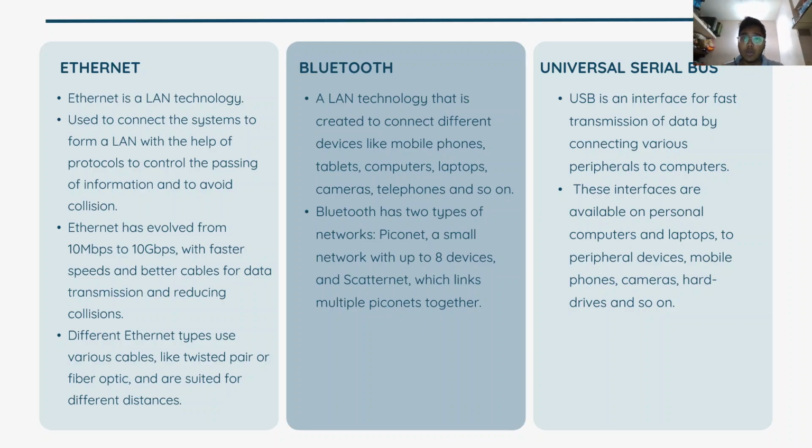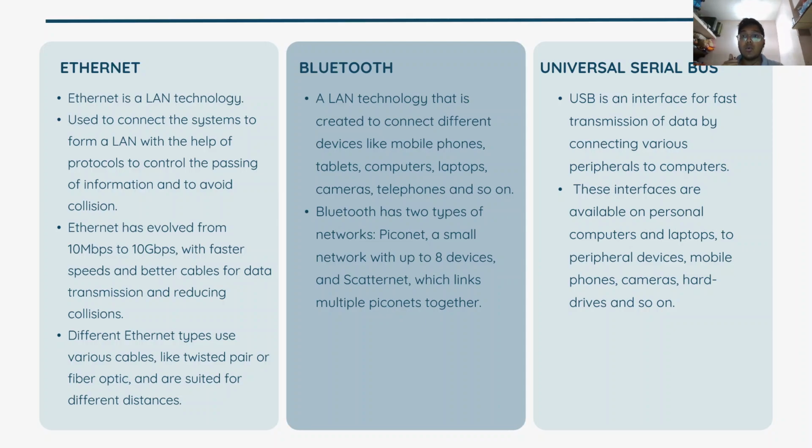When we're talking about Bluetooth, that is basically wireless. It is a LAN technology created to connect different devices like mobile phones, tablets, computers, laptops, cameras, telephones, and so on. We have seen so many, right? Bluetooth has two types of networks: one is the piconet, which is a small network of up to 8 devices, and the scatternet, which links multiple piconets together. So you can understand how many devices can connect in a scatternet.